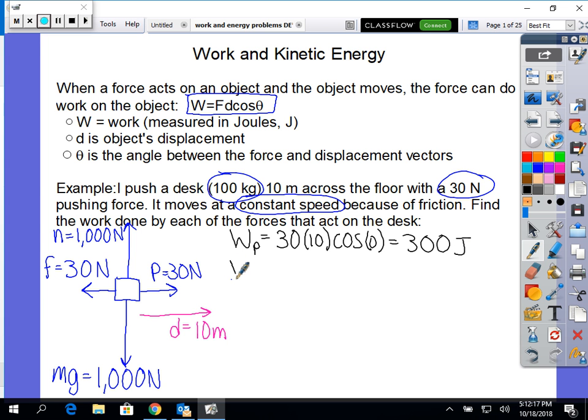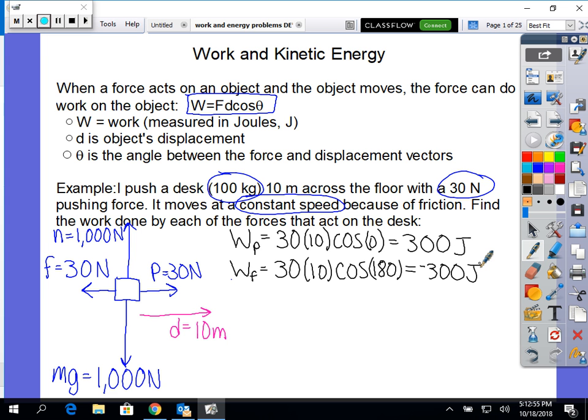Now the work done by friction is again going to be 30 newtons times 10 meters times cosine of, now we've got the motion to the right, but the friction to the left. So the angle between those two vectors is 180. And cosine of 180, you might recognize, is negative 1. So this is going to be negative 300 joules.